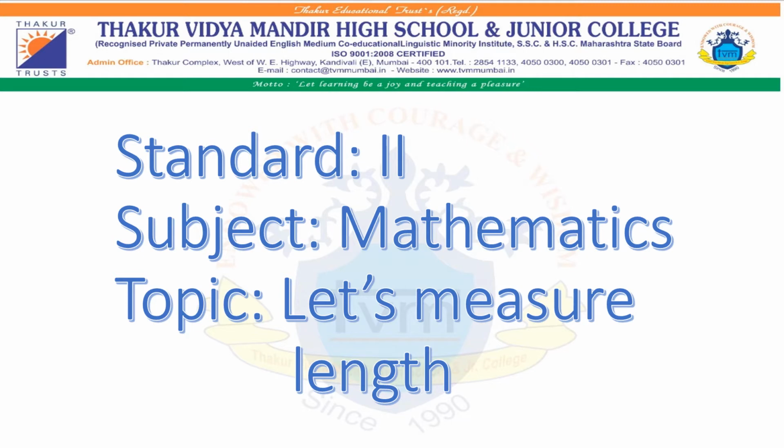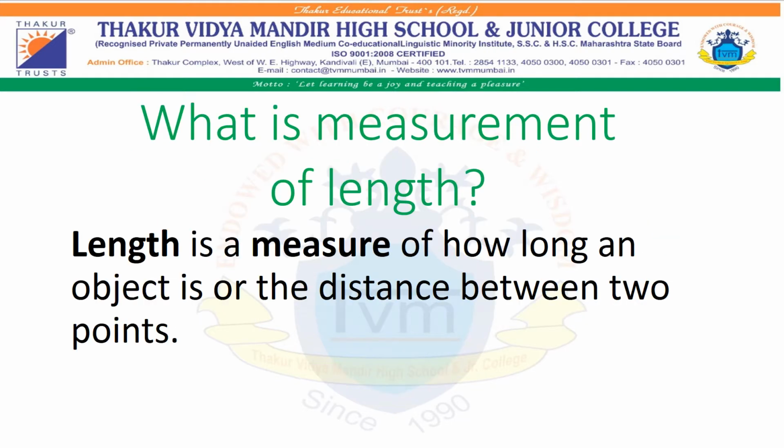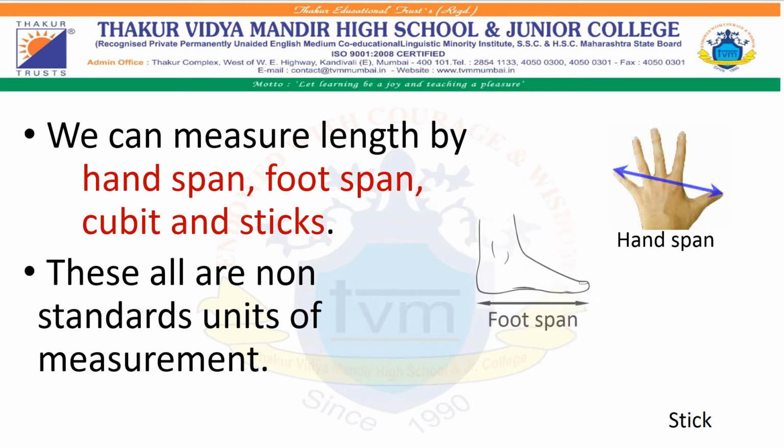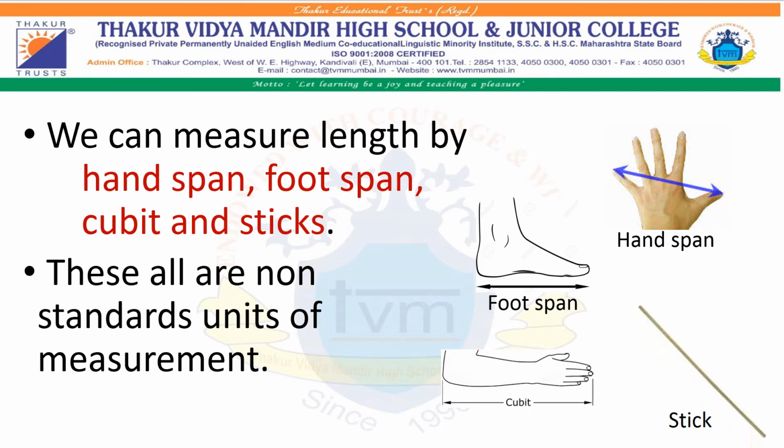Standard 2nd, Subject Mathematics. Topic: Let's measure length. What is measurement of length? Length is a measure of how long an object is or the distance between two points. We can measure length by handspan, footspan, cubit, sticks. These all are non-standard units.